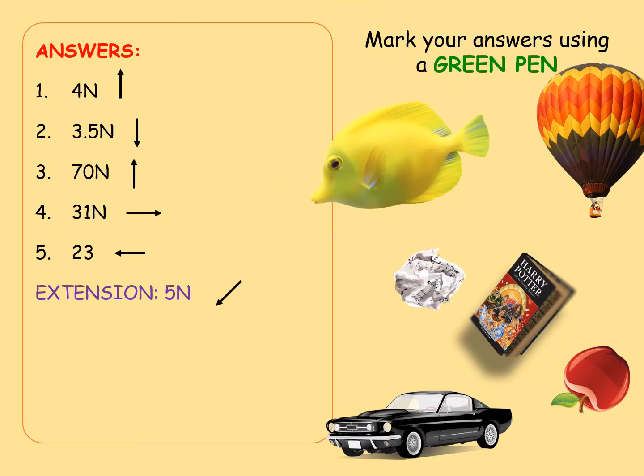Right, so here are the answers. Question 1, we had a resultant force of 4 newtons upwards. Question 2, 3.5 newtons downwards. Question 3, 70 newtons upwards. Question 4, 31 newtons to the right. And question 5, 23 newtons to the left. And if you did the extension, then you should have got 5 newtons going down in that diagonal direction.